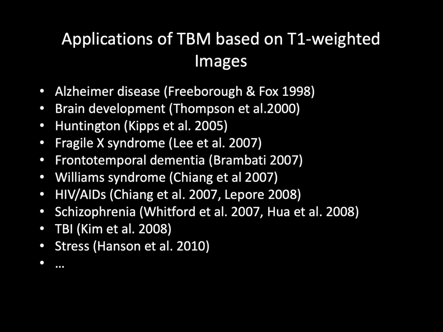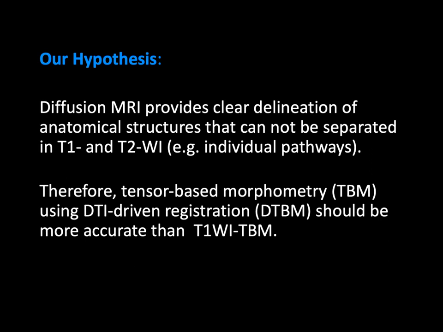And there have been a number of applications of this so-called tensor-based morphometry using T1-weighted images. Why T1-weighted images? Because they are high quality, they are undistorted, they are morphologically faithful. And so there have been decades of publications about that. There has essentially been nothing using diffusion MRI data, okay?